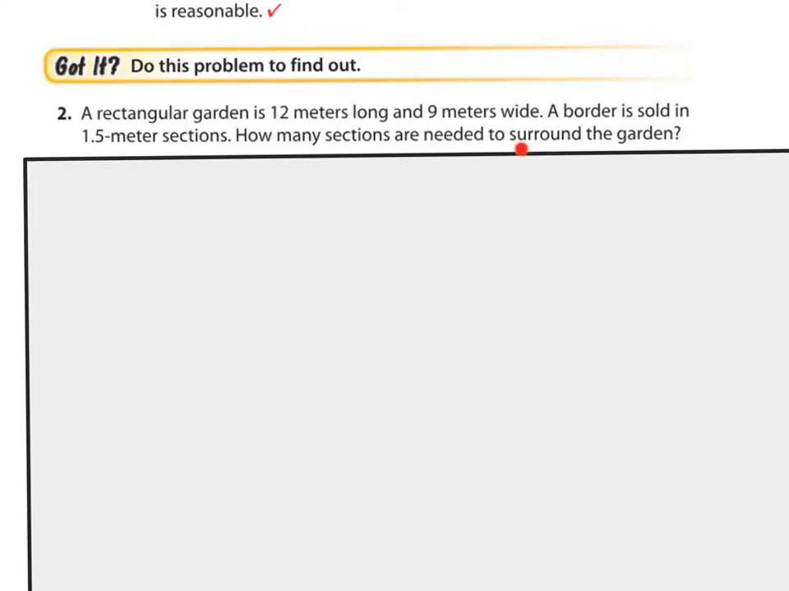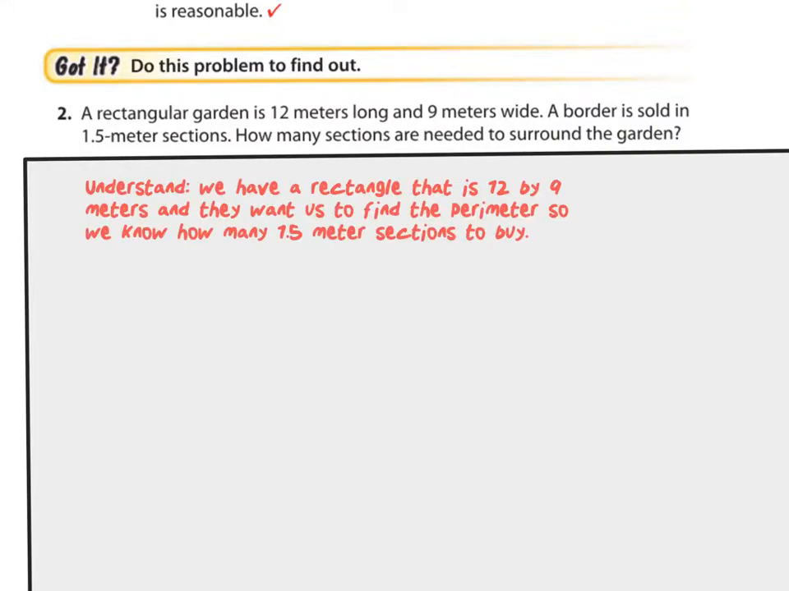Surround, it looks like they're asking us for the perimeter, the distance around the outside. Just to visualize it, okay? Well, actually, let's do the 4-step process the way we should. Let's understand first. What I gathered from the question is that we have a rectangle that is 12 by 9 meters, and they want us to find the perimeter, so we know how many 1.5 meter sections to buy. We have to find the perimeter to know how many 1.5 meter sections we need, correct?